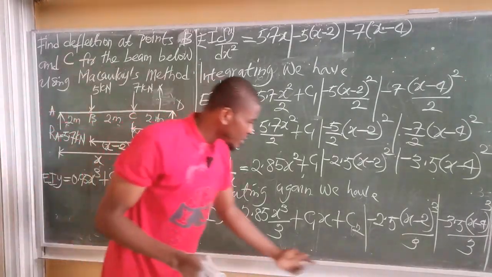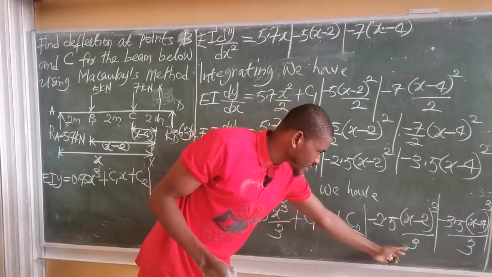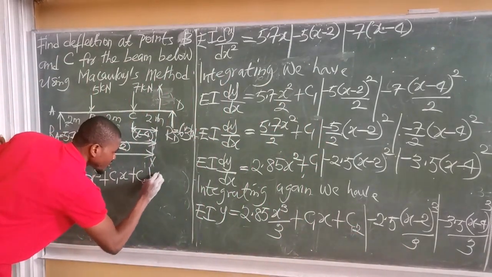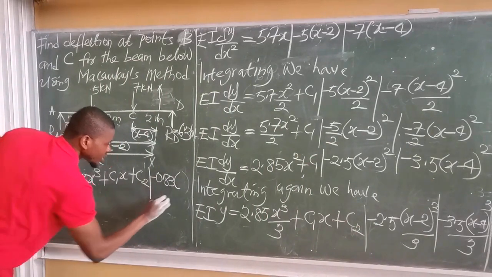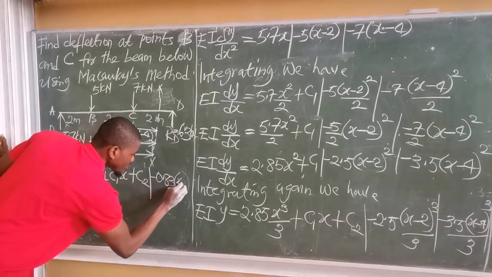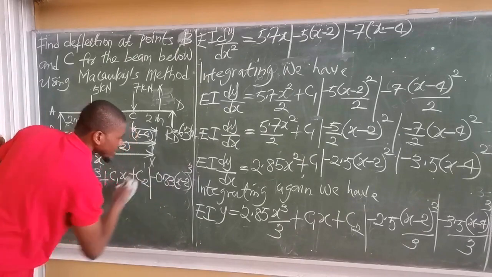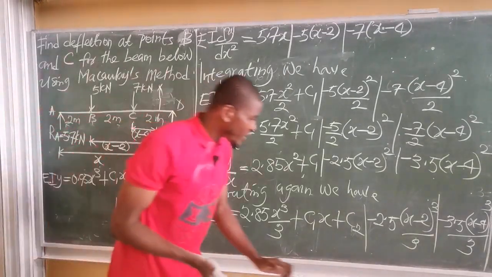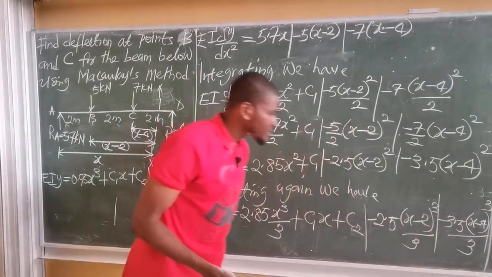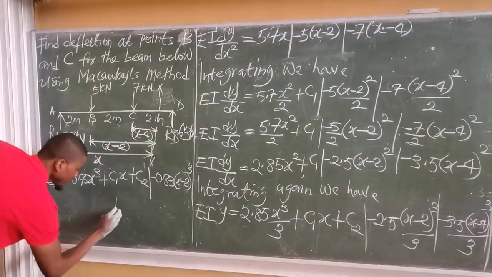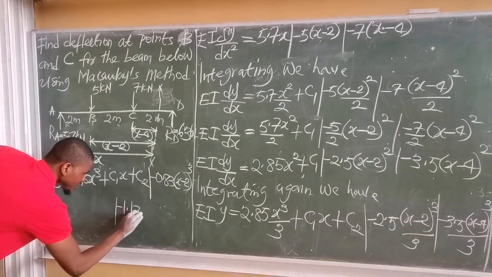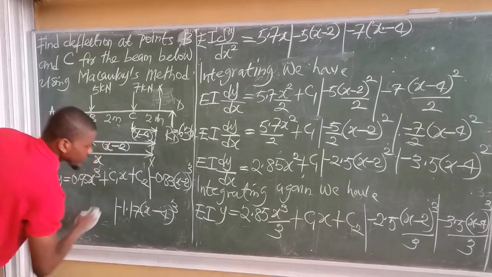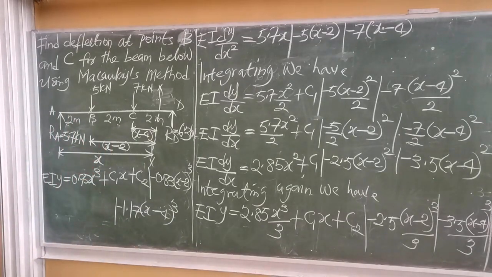Here we have 2.5 divided by 3. So that's simply minus 0.83, into x minus 2 to the power of 3. Finally, put down your Macaulay's bracket. We have here 3.5 divided by 3. So that's minus 1.17 into x minus 4 to the power of 3. So we have that relationship.